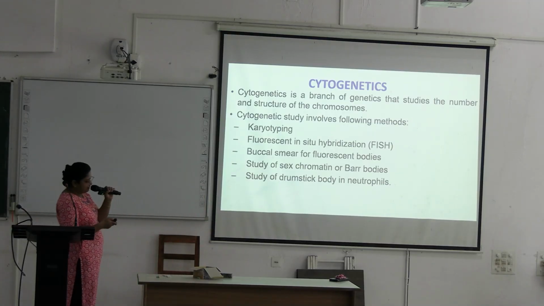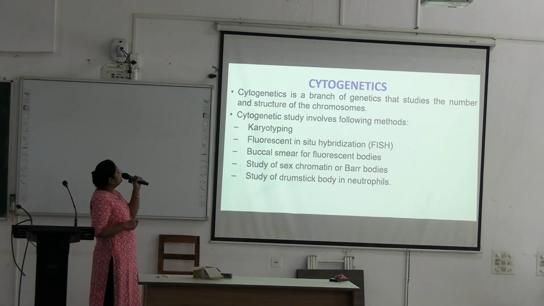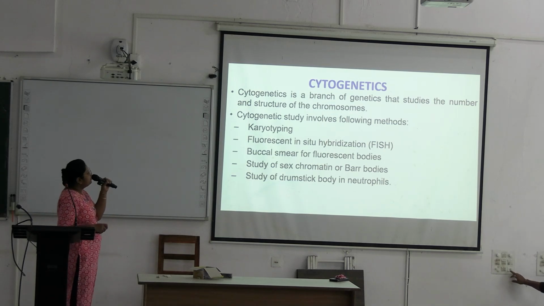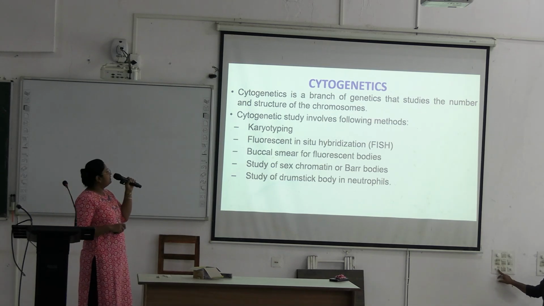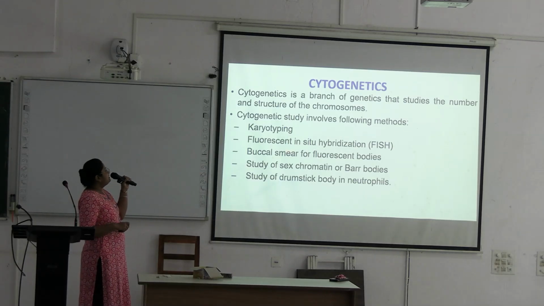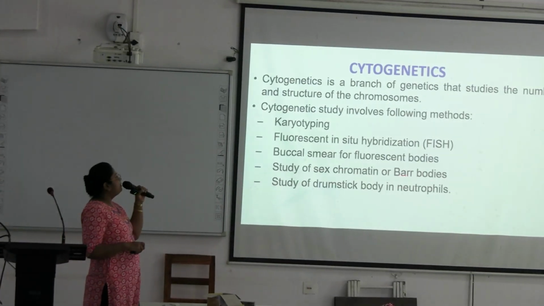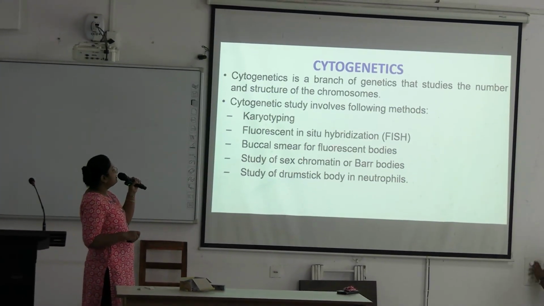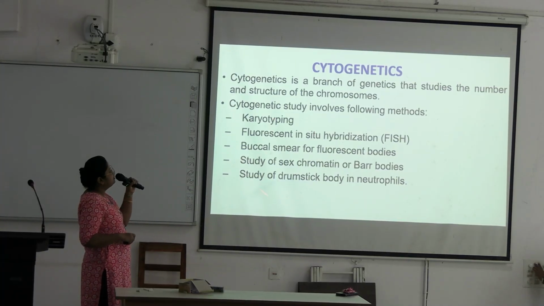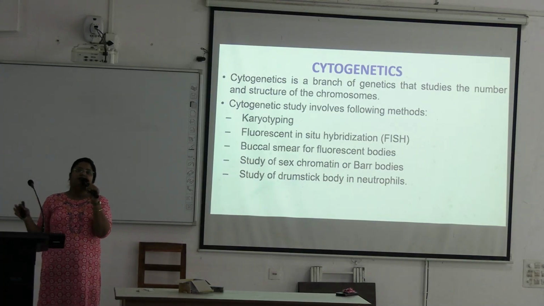So what is cytogenetics? Cytogenetics is a branch of genetics that studies the number and structure of the chromosomes, and it involves these following methods: karyotyping, then fluorescent in situ hybridization, FISH technique, buccal smear for fluorescent bodies, study of sex chromatin or Barr bodies, and study of drumstick body in the neutrophils. So these are the different cytogenetic studies done for detection of different chromosomal abnormalities.